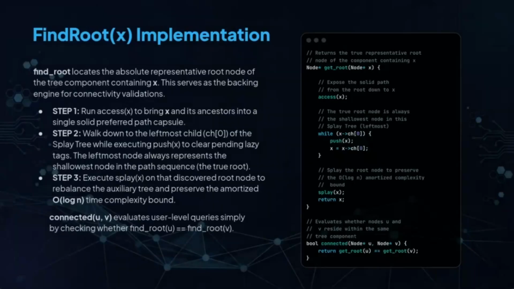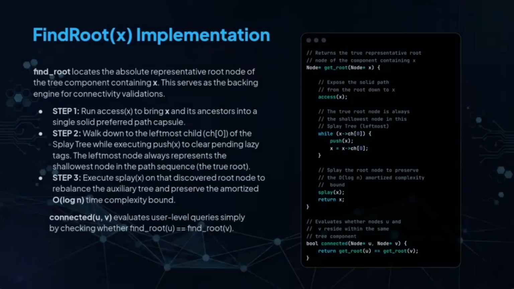Okay. In the implementation, find root serves as the backing engine for connectivity validations. After running access of X in step 1 to bring X and its ancestors into a single solid capsule, step 2 is a while loop that walks down to the leftmost child, stage 0 of the splay tree. Notice that as we walk, we execute push of X to clear any pending lazy tags, ensuring our pointers are accurate. Leftmost node is the true root.